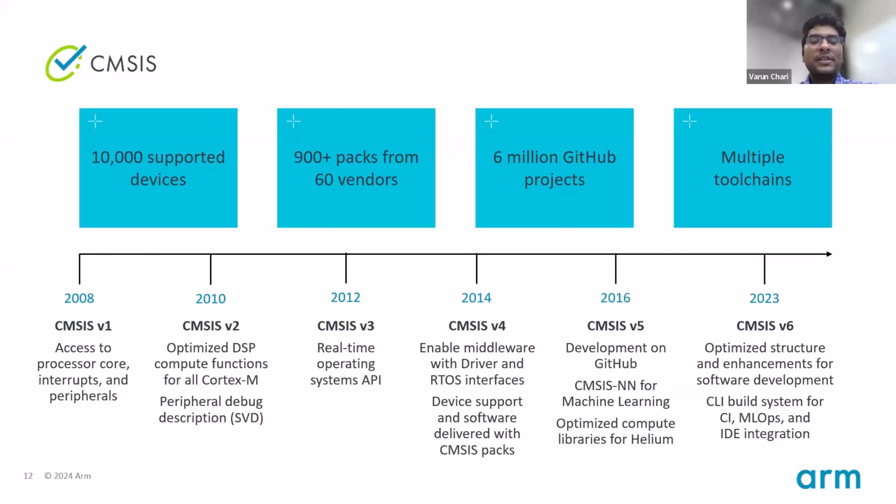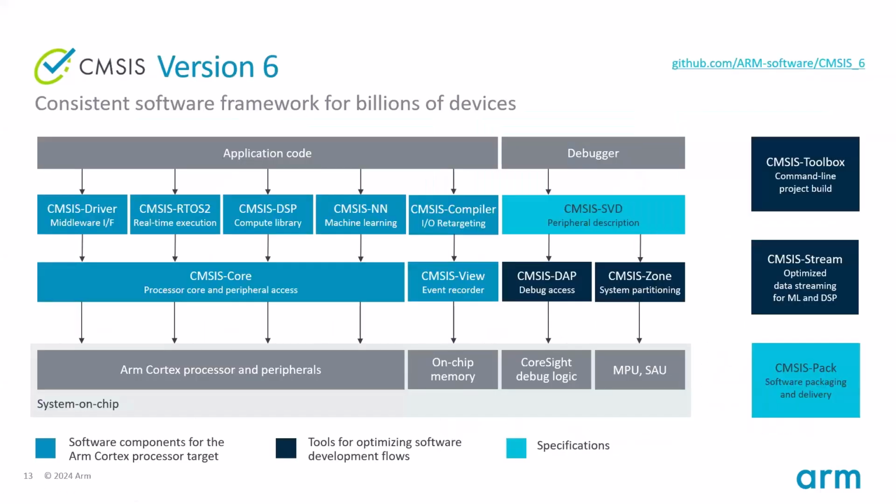So as of now, we have more than 10,000 supported devices using CMSIS packs, from 900 plus packs with 60 plus vendors, and 6 million GitHub projects which are using these CMSIS packs, supporting multiple tool chains like GCC, Arm Clang, IAR, and LLVM. So a brief overview about CMSIS. This is a very high level view of how CMSIS translates into layers of the application or the firmware you're building.